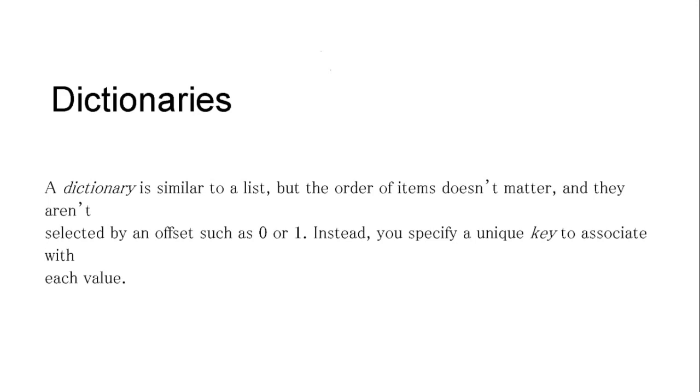dictionaries. A dictionary is similar to a list, but the order of items does not matter, and they are not selected by an offset such as 0 or 1. Instead, you specify a unique key to associate with each value. This key is often a string, but it can actually be any of Python's immutable types: boolean, integer, float, tuple, string, and others that you will see in the next lecture. Dictionaries are mutable, so you can add, delete, and change their key-value elements. If you have worked with languages that support only arrays or lists, you will love dictionaries.